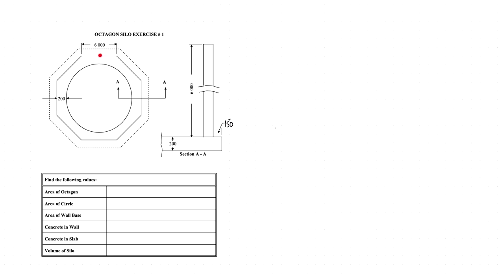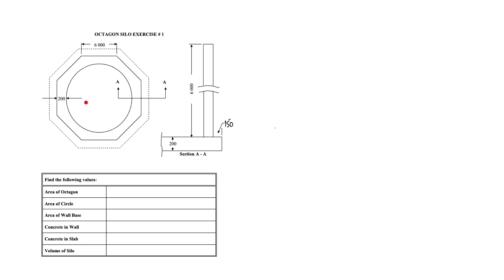And then here in the cross section, we can see that our footing is 200 mils thick, and our whole wall is 6,000 or 6 meters high. We can also note that each side of our octagon is 6,000 or 6 meters long. Because it is an octagon, it has all the same sides, which is nice. And here we have our thickness of the wall on the flat part. That's important to note at 200.